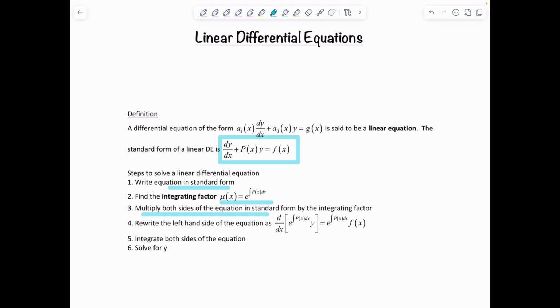Now, one thing I do want to point out is that when we are solving these linear differential equations, we're often asked to give an interval on which the solution is valid. And in order to do so, you want to check where both p of x and f of x are continuous. That's how you identify the interval. And so we're going to be addressing that as we work through all of the examples.